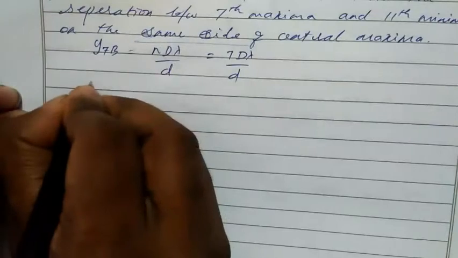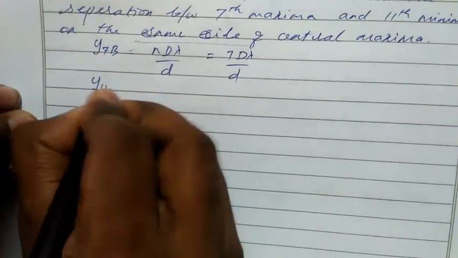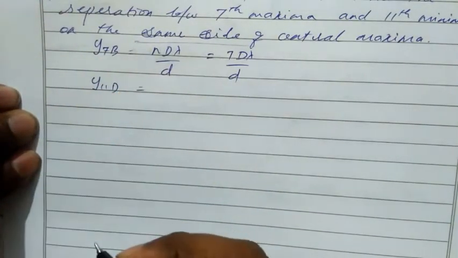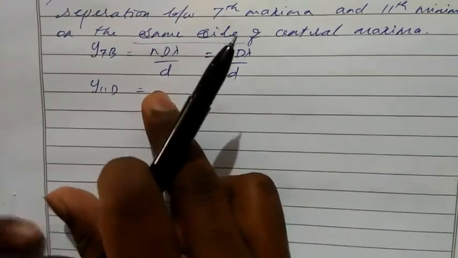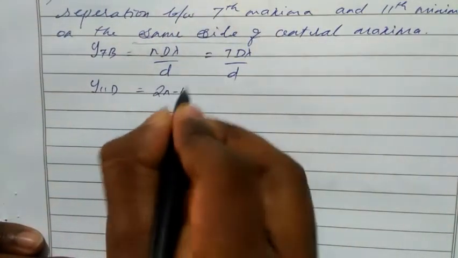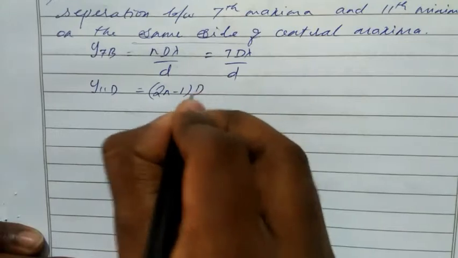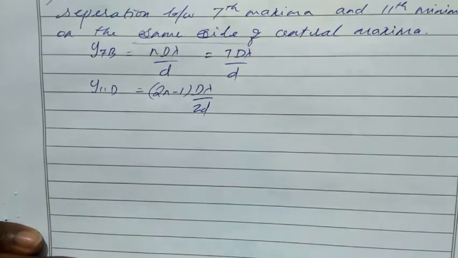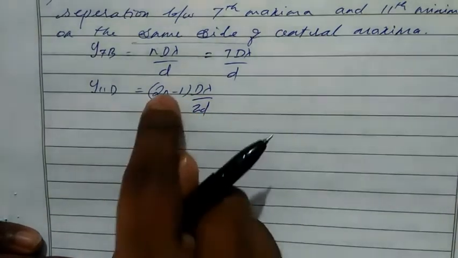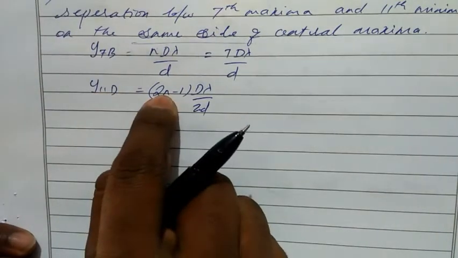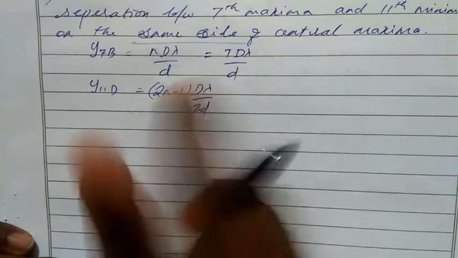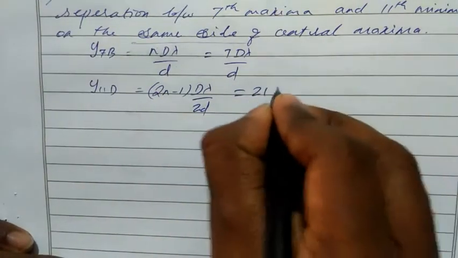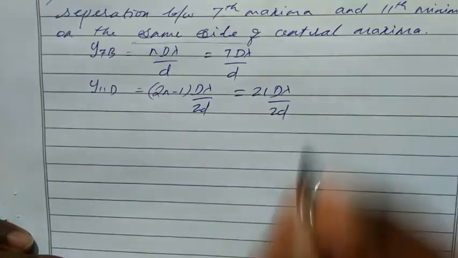Then the 11th dark fringe. For dark, what is the formula? For dark, the distance is (2n minus 1) lambda D divided by 2d. Here n is 11. If we substitute 11 here, 2 into 11 is 22. 22 minus 1 is 21. So we can write 21 lambda D divided by 2d.